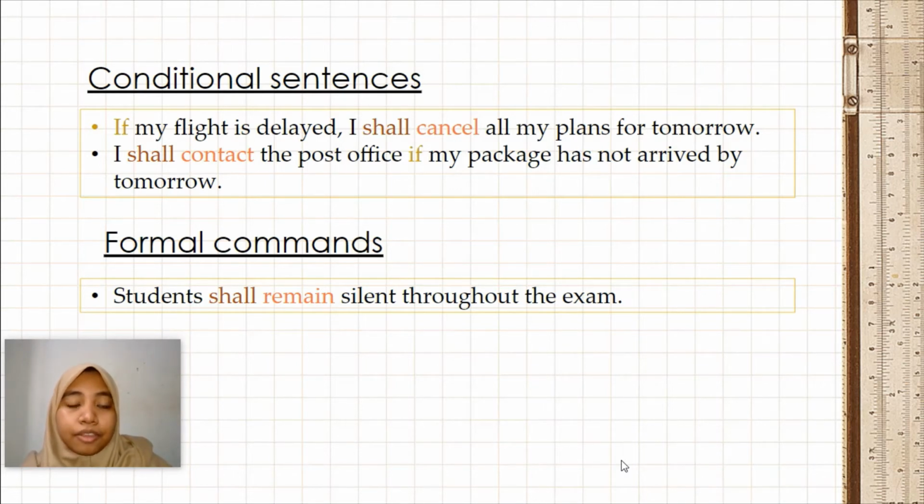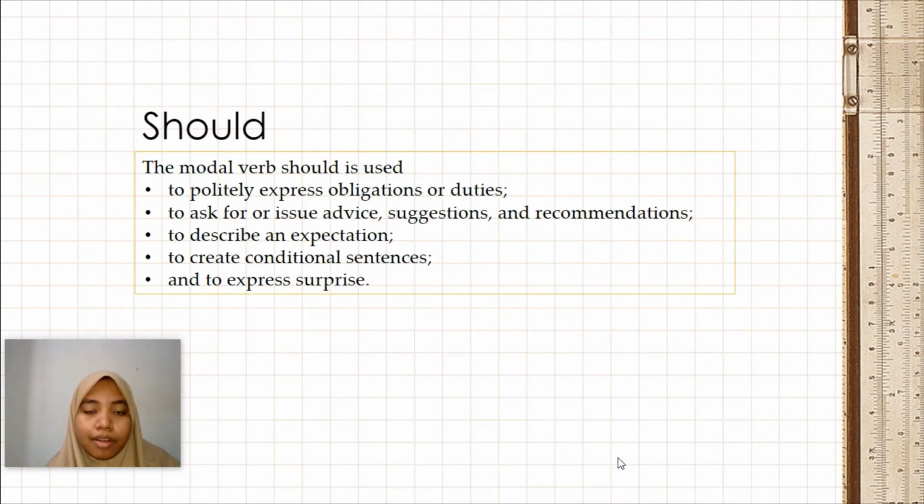And lastly, in the formal context, we can use shall to make a comment. For example, students shall remain silent throughout the exam. Alright, the next is the modal verb should. The modal verb should is used to politely express obligation or duties, to ask for advice, suggestion, and recommendation, to describe an expectation, to create conditional sentences, and to express surprise.